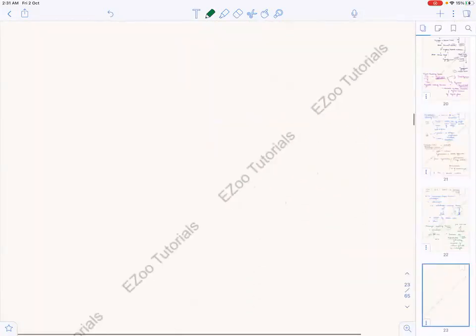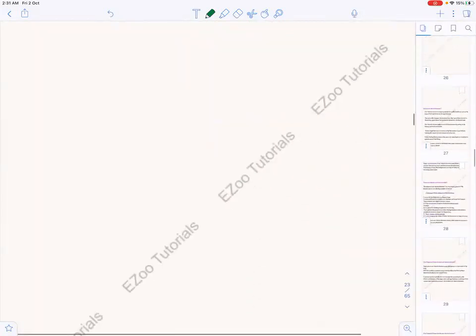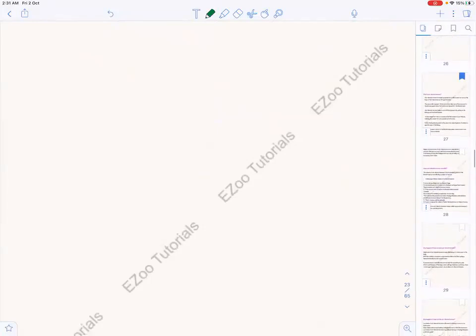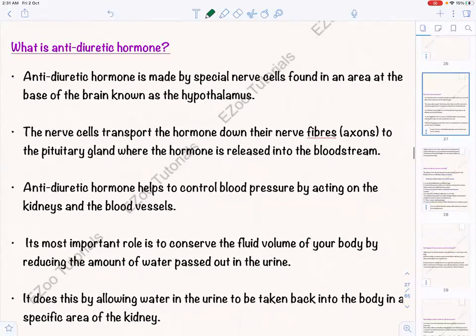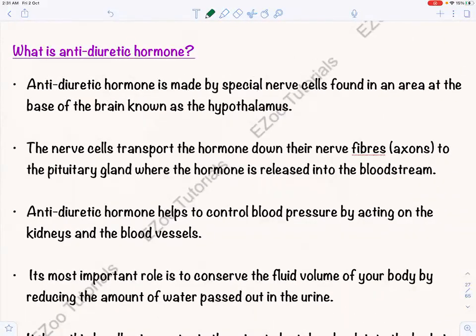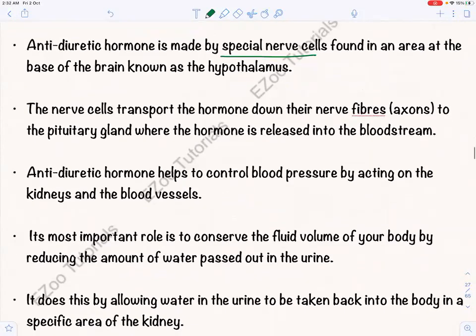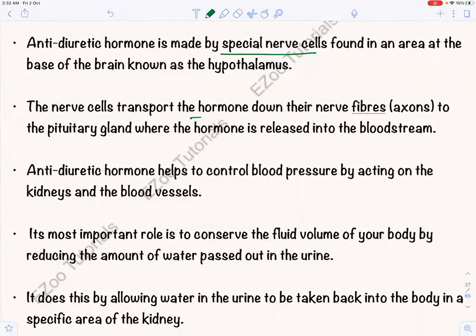Let us see where are the notes that I was telling you. Yes, these are the notes that I was telling you. So these are the notes that you can see. I have written for each and every hormone, like what is antidiuretic hormone: it is made by special nerve cells, and the nerve cells transport the hormone through nerve fibers downward, and it is released into the bloodstream.